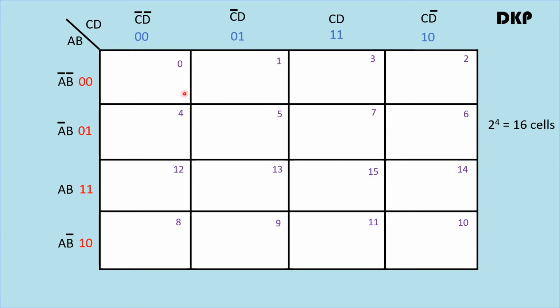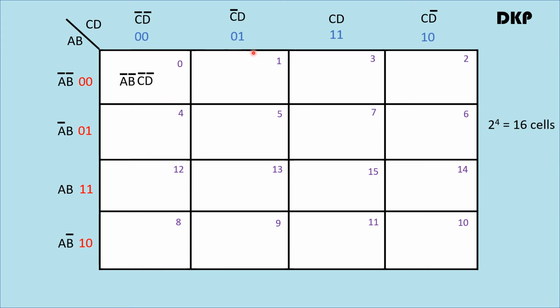So this cell can be called M0 or A bar B bar C bar D bar. It is a combination of all the 4 variables, because this cell belongs to the first row, first column. The first row is represented as A bar B bar and the first column as C bar D bar. Therefore, this is a combination of A bar B bar C bar D bar.